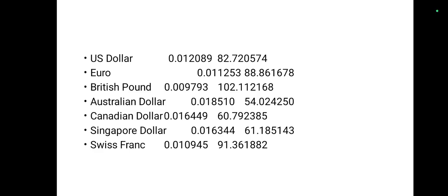The same way, for 1 rupee the cost is 0.011253. For the British pound, for 1 pound the cost in Indian rupees is 102.112168. The cost of 1 rupee is 0.009793. When compared to all these currencies, India is in a negative position, because there are the standard currencies like the US dollar, the euro, the British pound, the Australian dollar or the Singapore dollar. This is how the exchange rate is given.